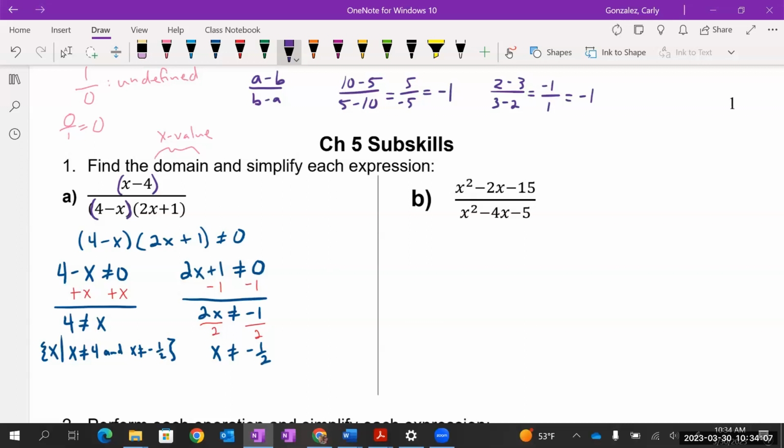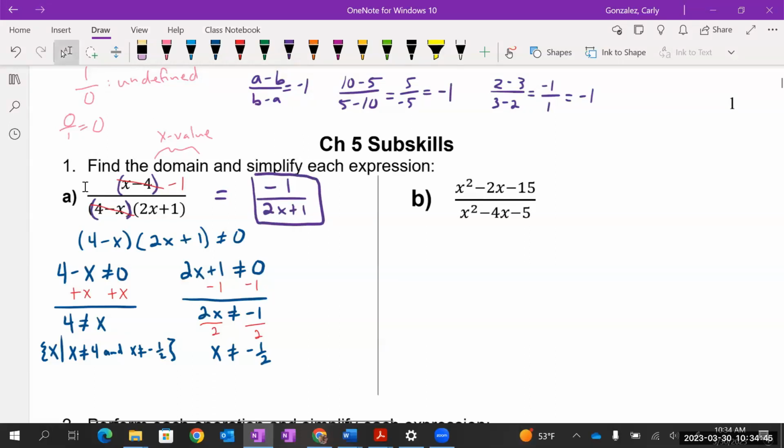So what we see is when we have an a minus b over b minus a, those don't cancel out exactly, but they would cancel out and give us a factor of negative 1. So when we go to simplify this expression, we can cancel the x minus 4 with the 4 minus x. However, we'll get a factor of negative 1. And I generally put that negative 1 on top. And so the simplified expression will be a negative 1 on the top and the 2x plus 1 in the denominator.